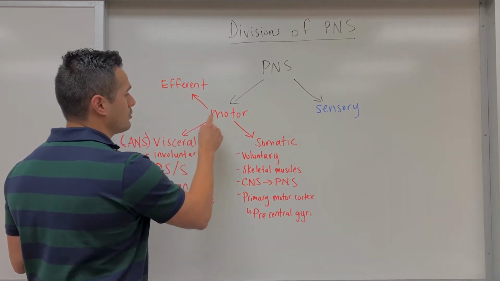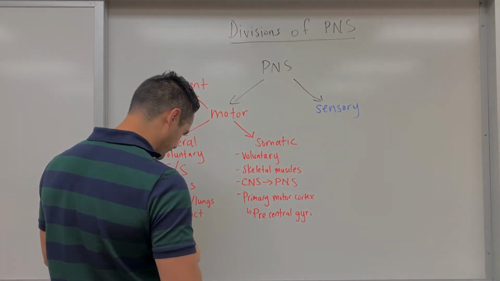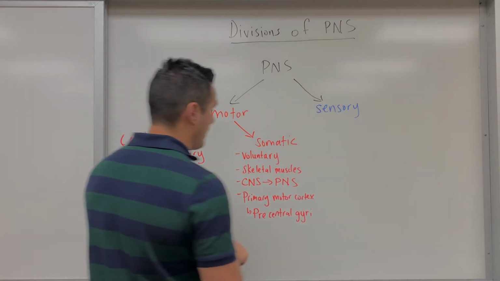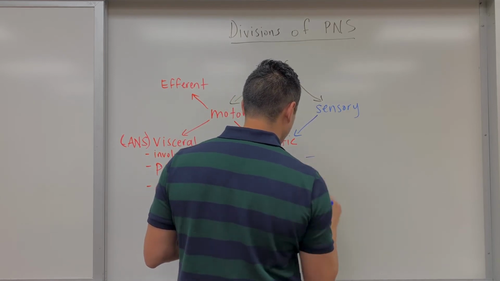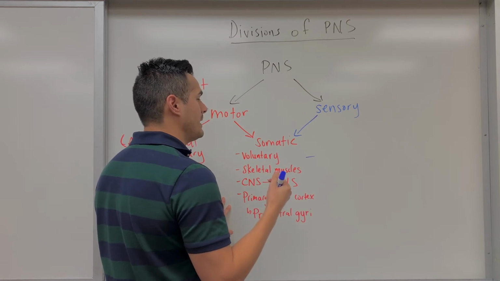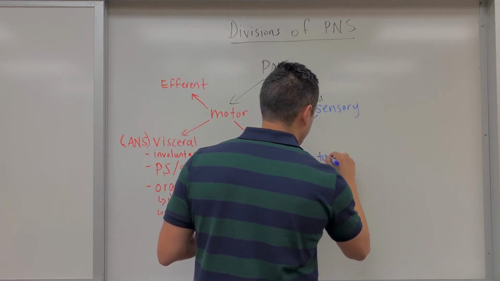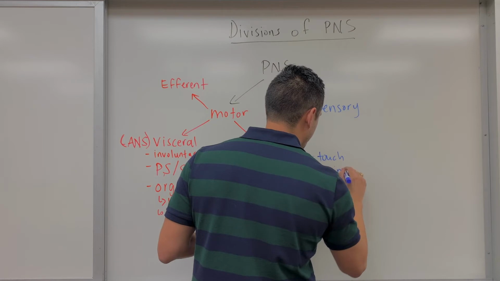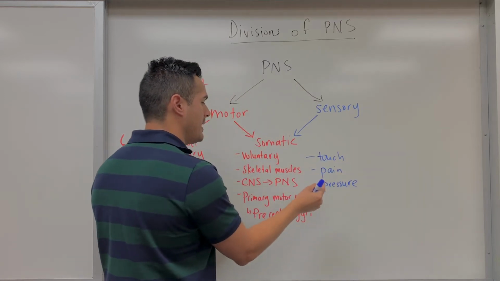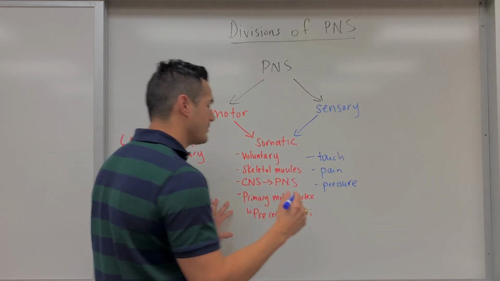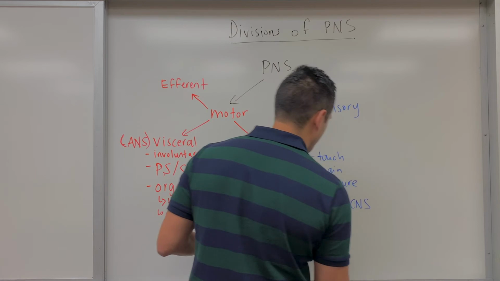Okay, so we've now discussed the visceral motor and somatic motor divisions within the peripheral nervous system. Now let's get into the sensory division. In the sensory division, you have the somatic sensory. The somatic sensory division relates to our senses, for instance touch, our interpretation of pain, and pressure. These are all things that have to travel from where? They have to go from the peripheral nervous system to the central nervous system.